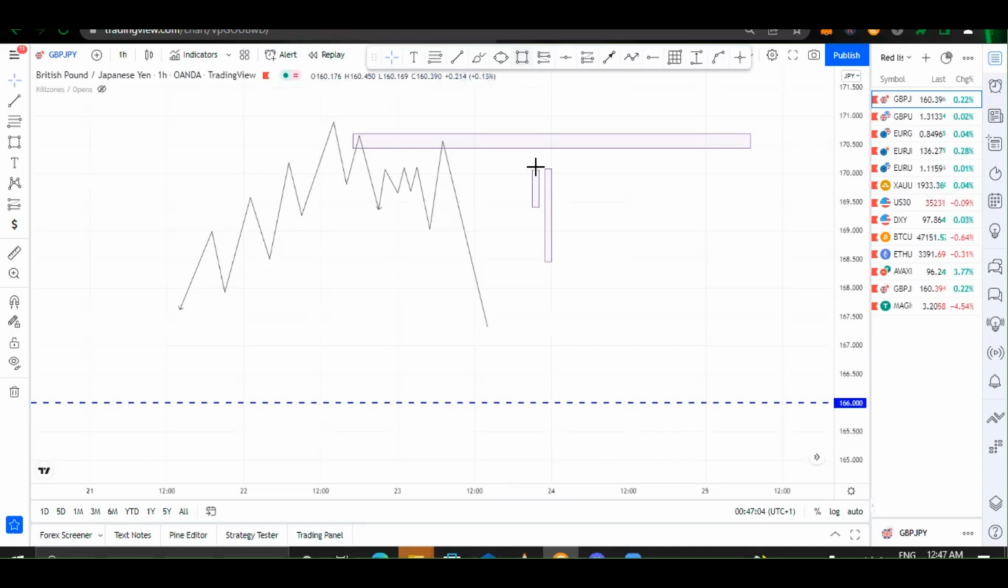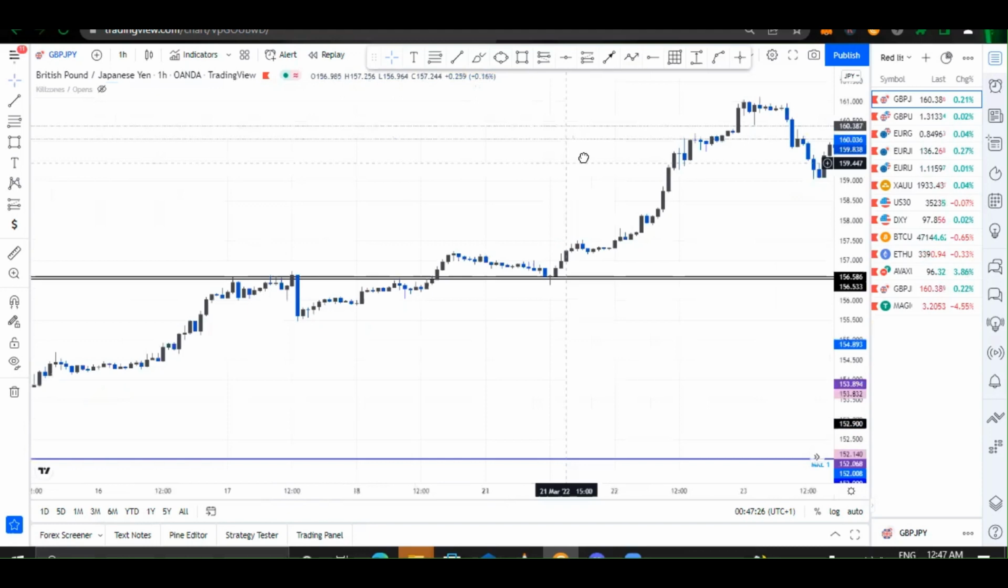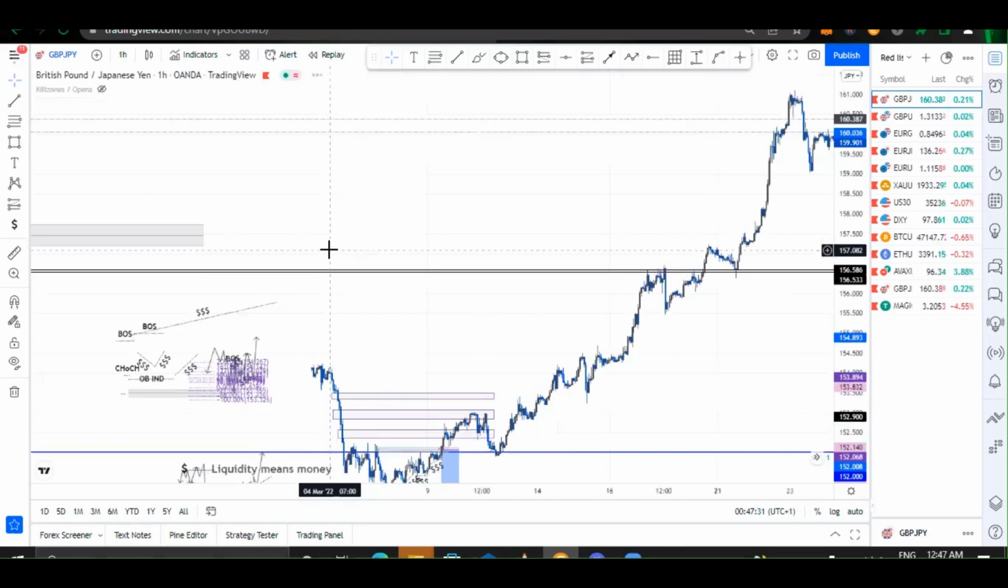Now, you say, is it every engulfing bar that becomes an order block? What makes an order block valid? That is what we'll be talking about next. First of all, let's go and identify order blocks in the market. So this is the market right here. We are in an obvious uptrend from all of these spots.